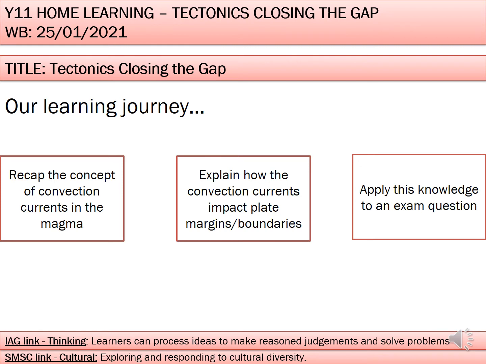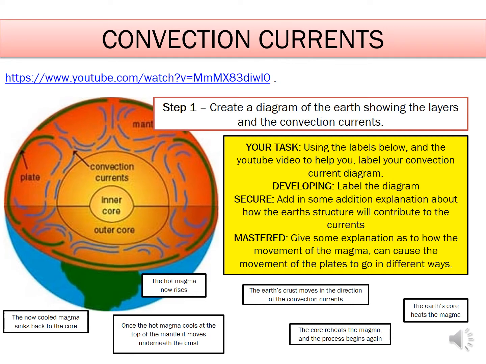So the first thing we're going to do today is recap the concept of convection currents. We're then going to apply that convection current knowledge to the theory of plate boundaries and margins. And then finally, we're going to have a go at an exam question. So start off with convection currents. You will see at the top of the page, there is a YouTube link. This is also attached to the class charts homework assignment you have been given. So you can open that up when I tell you to.